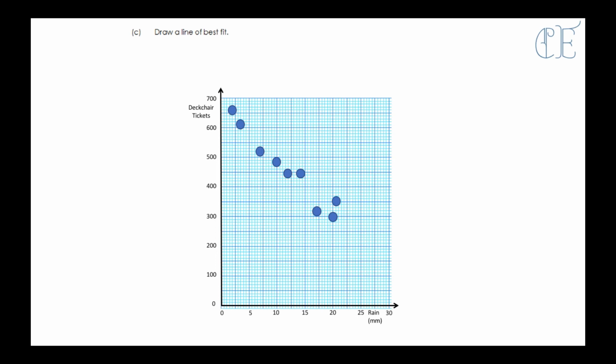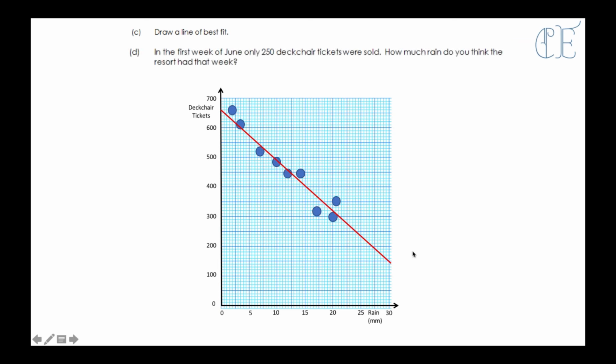So now it asks you to draw a line of best fit. Again, incorrect. We need to try and get as equal as possible. So, that looks okay. Let's try one more. Yep. So we've tried to get an equal amount of points, either side or in the middle of the line, which looks nice. D says, in the first week of June, only 250 deck chair tickets were sold.